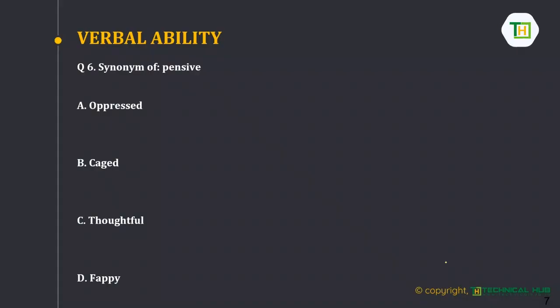Right. Synonym of pensive. Already one day we spoke about it. It is FAPI also, I explained, I believe. So the meaning of it is fat plus happy, and that is a shortcut. They made it as FAPI. Okay, FA they have taken from fat, and PPY they have taken from happy.